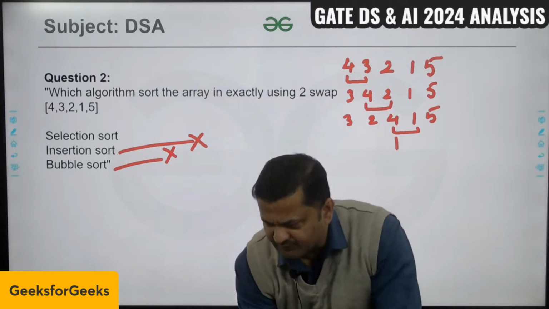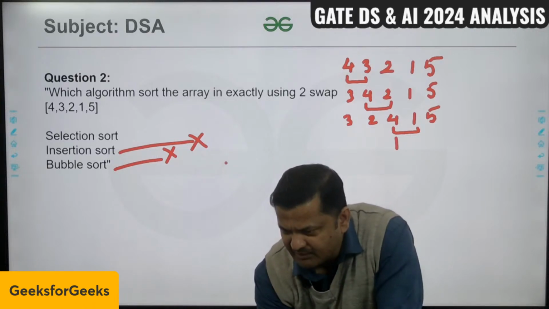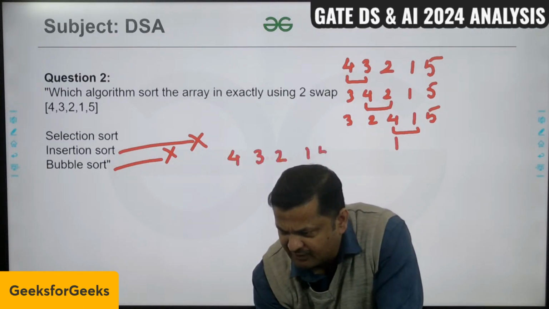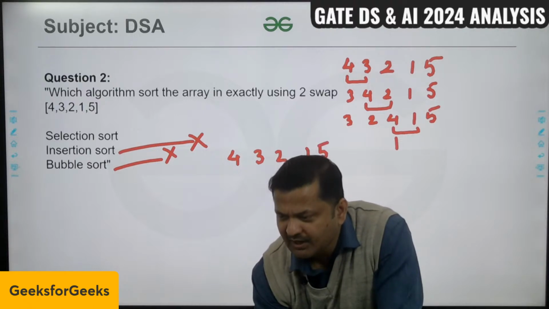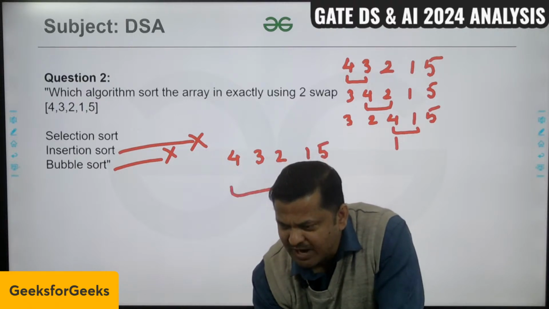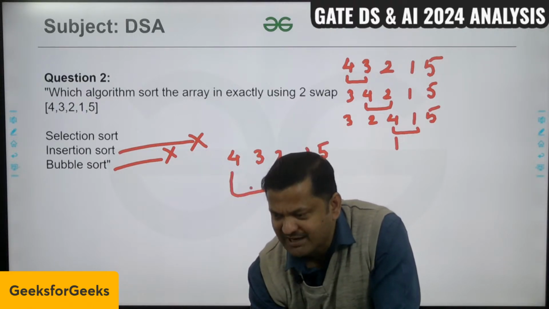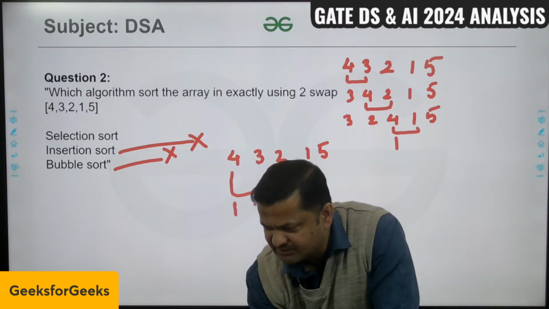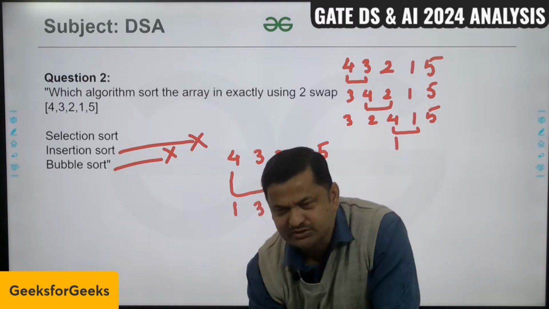Okay. So what we have to do, we have to find the minimum, and from this particular sequence 4, 3, 2, 1 and 5, 1 is supposed to be the minimum and that is supposed to be swapped with the 4 because that is the first position. So 1 will acquire the position at this place, 3, 2 and 4. After this swap, this will be the sequence, and then we have to find the second minimum.